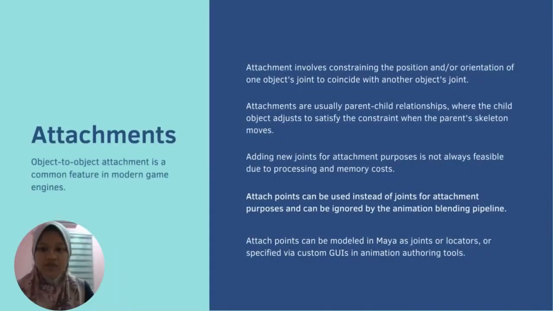And lastly is attachment. Attachment is actually when objects are attached together. So attachment involves constraining the position and/or orientation of the object's joints. So the attachment has joints. Adding joints for attachments purposely is not always feasible due to processing and memory costs. So an attach point can be modeled in Maya as a joint or locators, or specified by a custom GUI in an animation authoring tool.